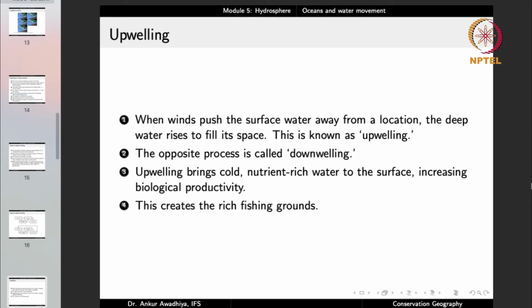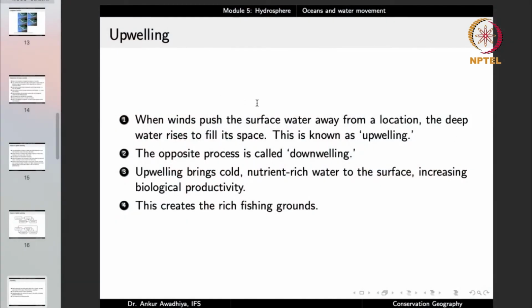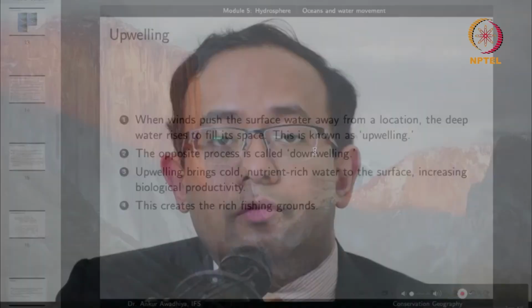Another movement of the ocean water is upwelling. Now, upwelling is the movement of waters from down below to upper areas, and this typically happens because of winds. So when winds push the surface water away from a location, the deep water rises to fill its place, and this is known as upwelling. An opposite process called downwelling also happens if the winds are concentrating surface waters into an area. So where will those waters go? They will move to the sides or they will go down, and those locations will be known as downwelling locations.